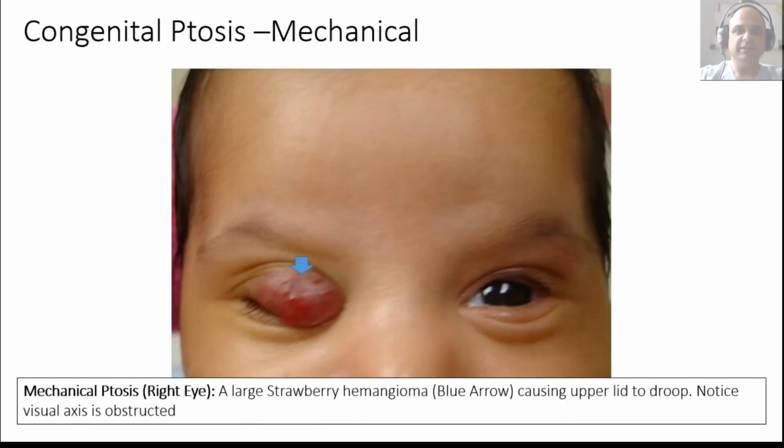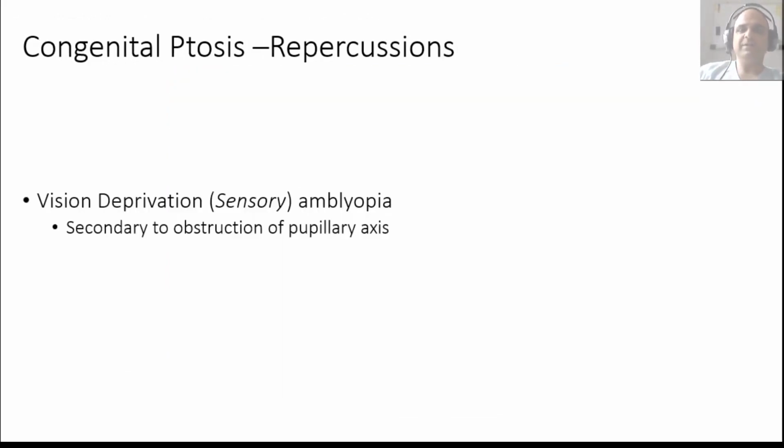This is mechanical ptosis. You can see a large strawberry hemangioma causing ptosis. And the biggest repercussion of ptosis in a congenital setting is amblyopia. This amblyopia is very similar to amblyopia because of cataract, which was called sensory deprivation amblyopia or vision deprivation amblyopia. In cataract, it was because the cataract was obstructing light from reaching the retina. Here, it is a lid that is obstructing light from reaching the retina because it is covering the visual axis.